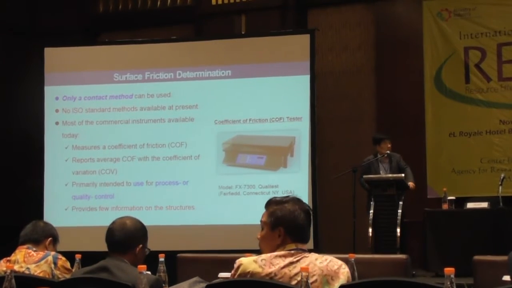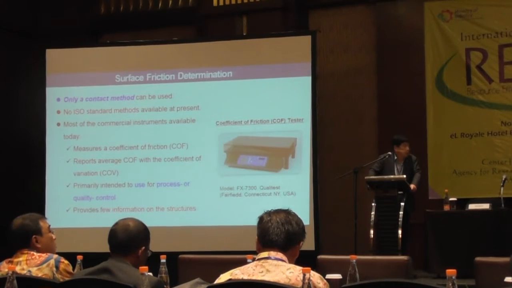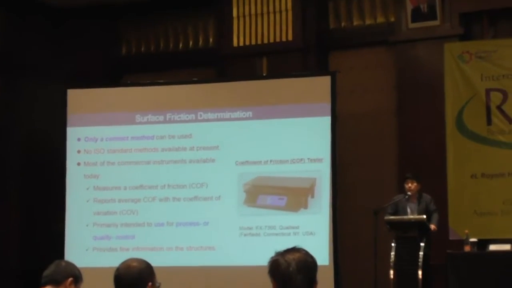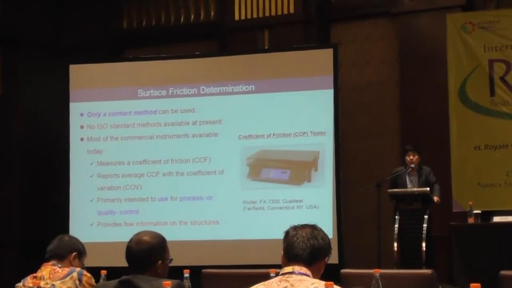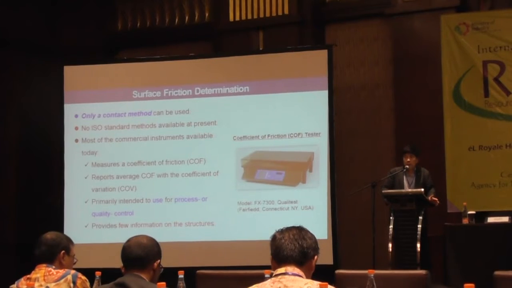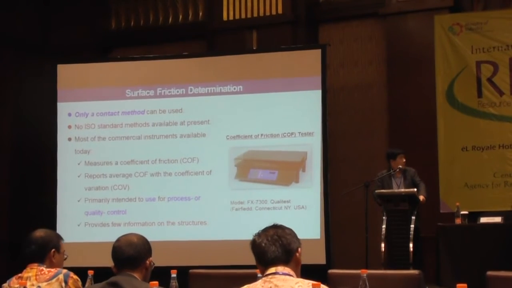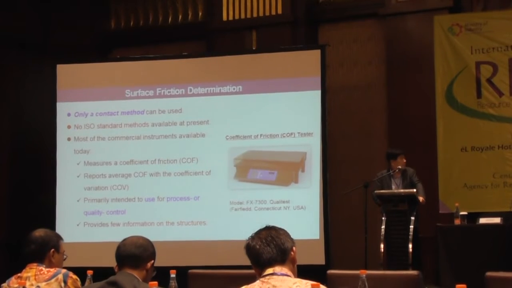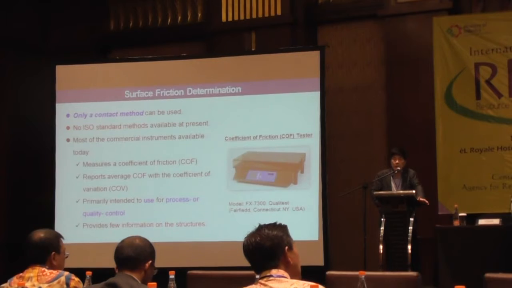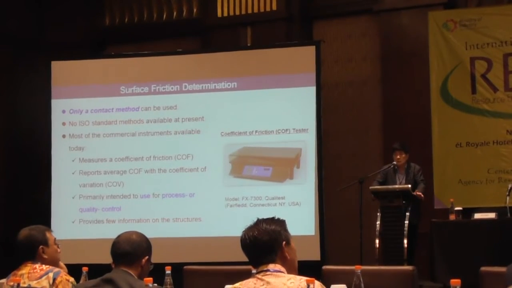So now, as I said, for surface friction there is no ISO standard available. So far, the only way to measure friction is the coefficient of friction and its variation, nothing else. So actually, you measure it, but you don't know how to use it. That's the current situation. For example, if I put a commercial instrument there, there is no information about structure. Hey, there's a low coefficient of friction. Question: so what? Then they don't know what to answer.